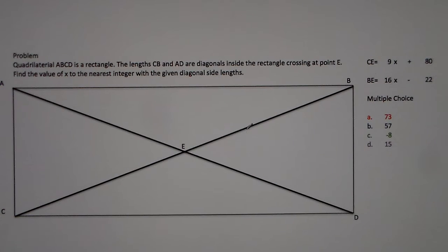Alright, looking at this one. Quadrilateral ABCD is a rectangle, and CB and AD are diagonals. They tell us CE is 9x plus 80 and BE is 16x minus 22. Since we have diagonals in a rectangle, that means that CE and BE are of equal length, so you can set them equal to each other.